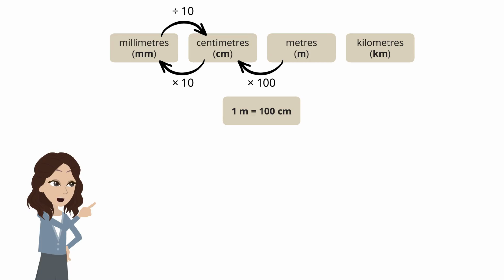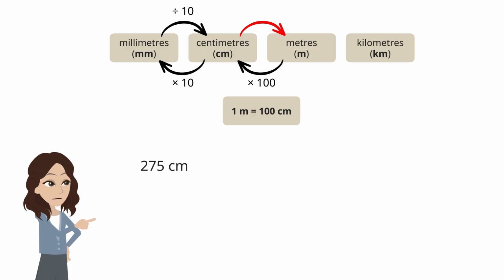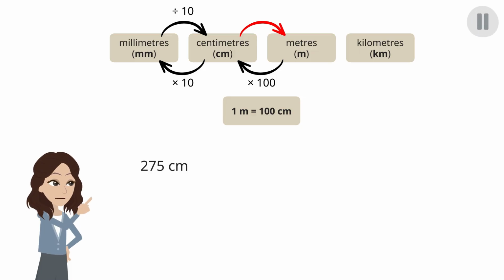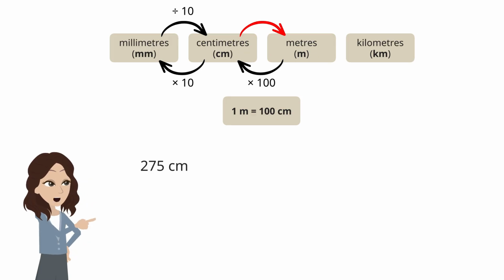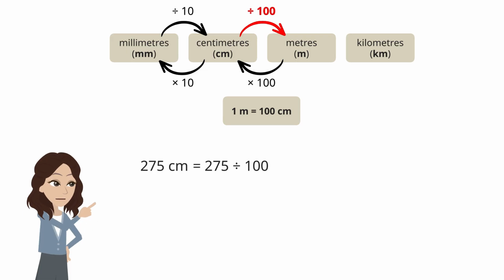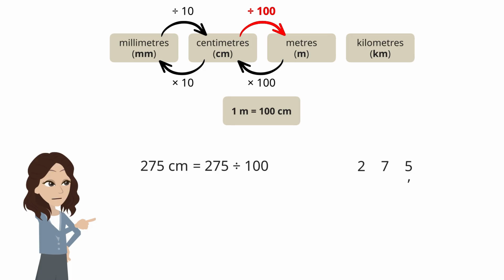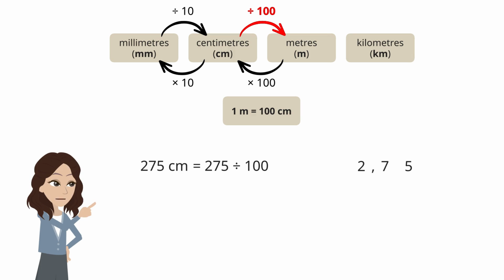Now let's convert from centimeters to meters. What is 275 centimeters in meters? Pause and discuss with your friends. To convert from centimeters to meters, we divide by 100. To divide 275 by 100, we can move the decimal comma 2 place values to the left. So, 275 centimeters equals 2.75 meters.